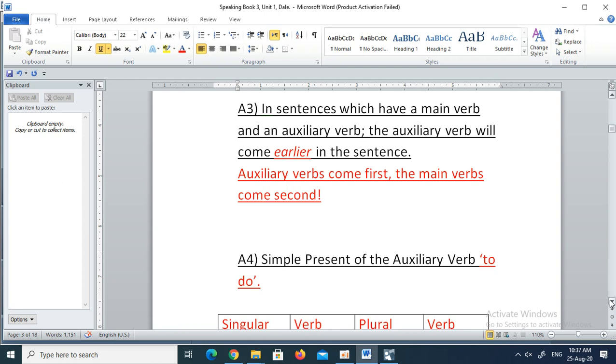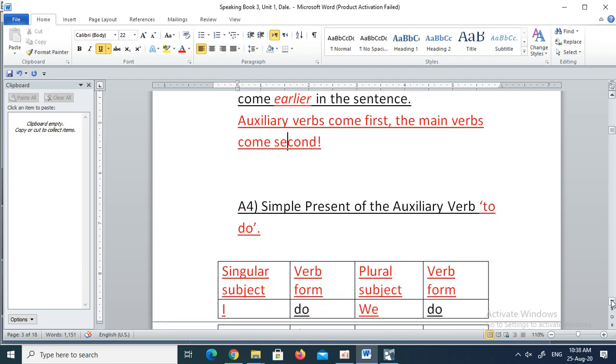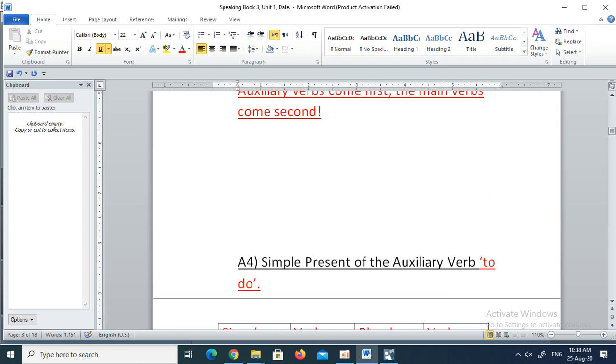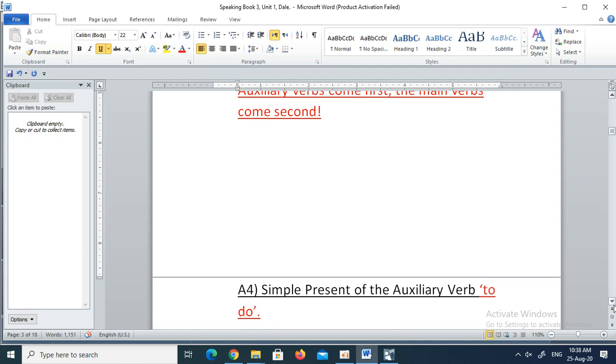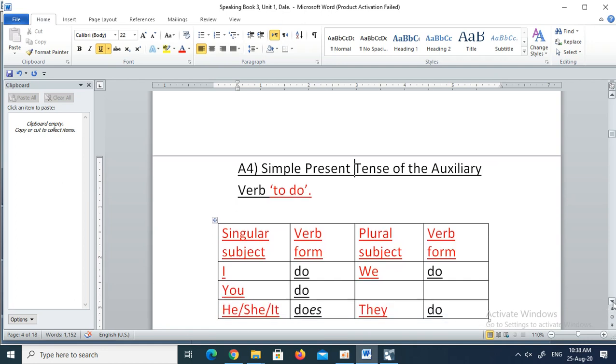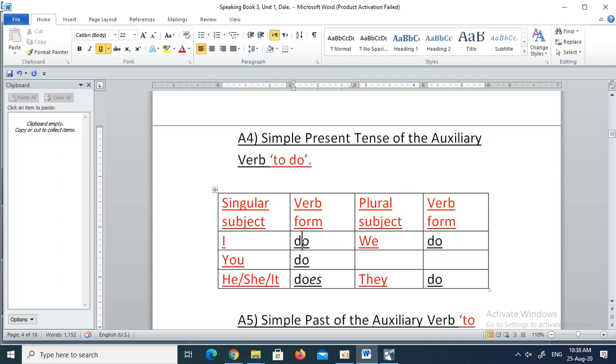Okay. We are covering 3 auxiliary verbs today. And the first one we are covering is the verb to do. And in the simple present tense of that verb, it appears in these forms. I do, you do, we do, and they do. But he does, she does, it does.